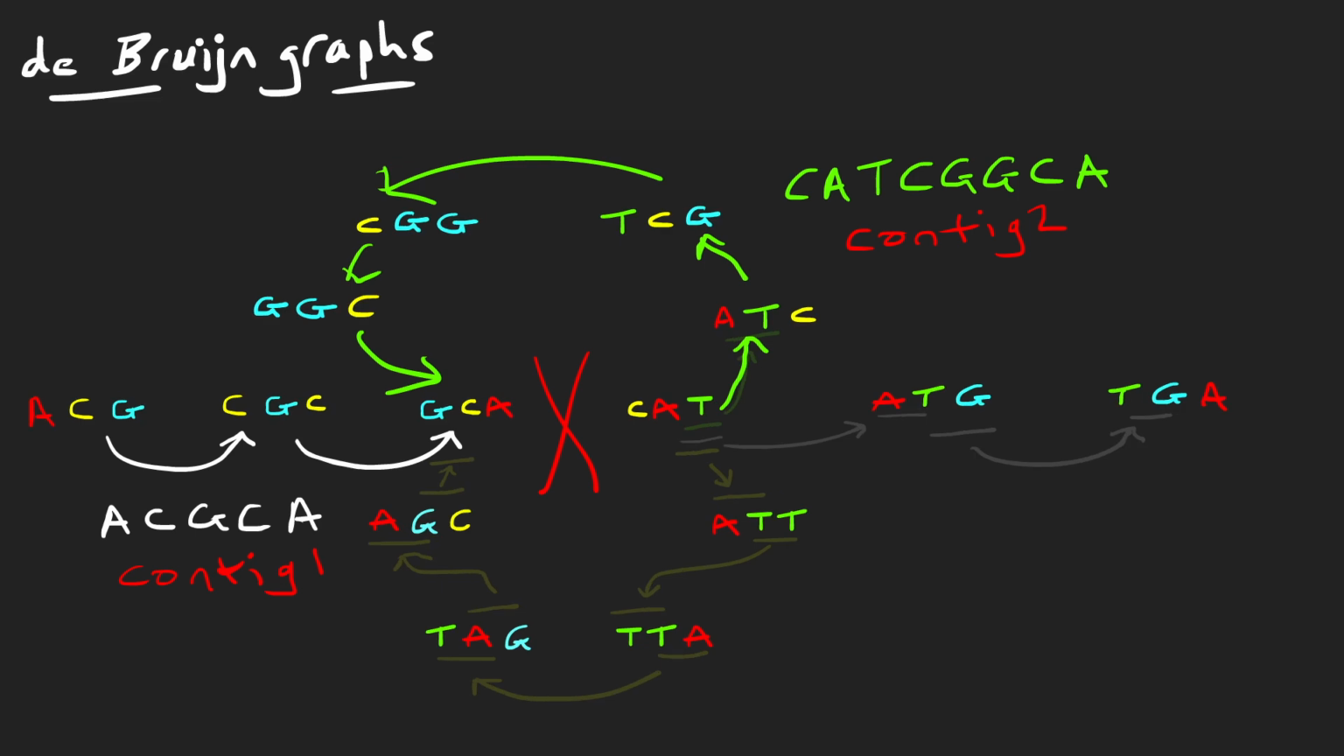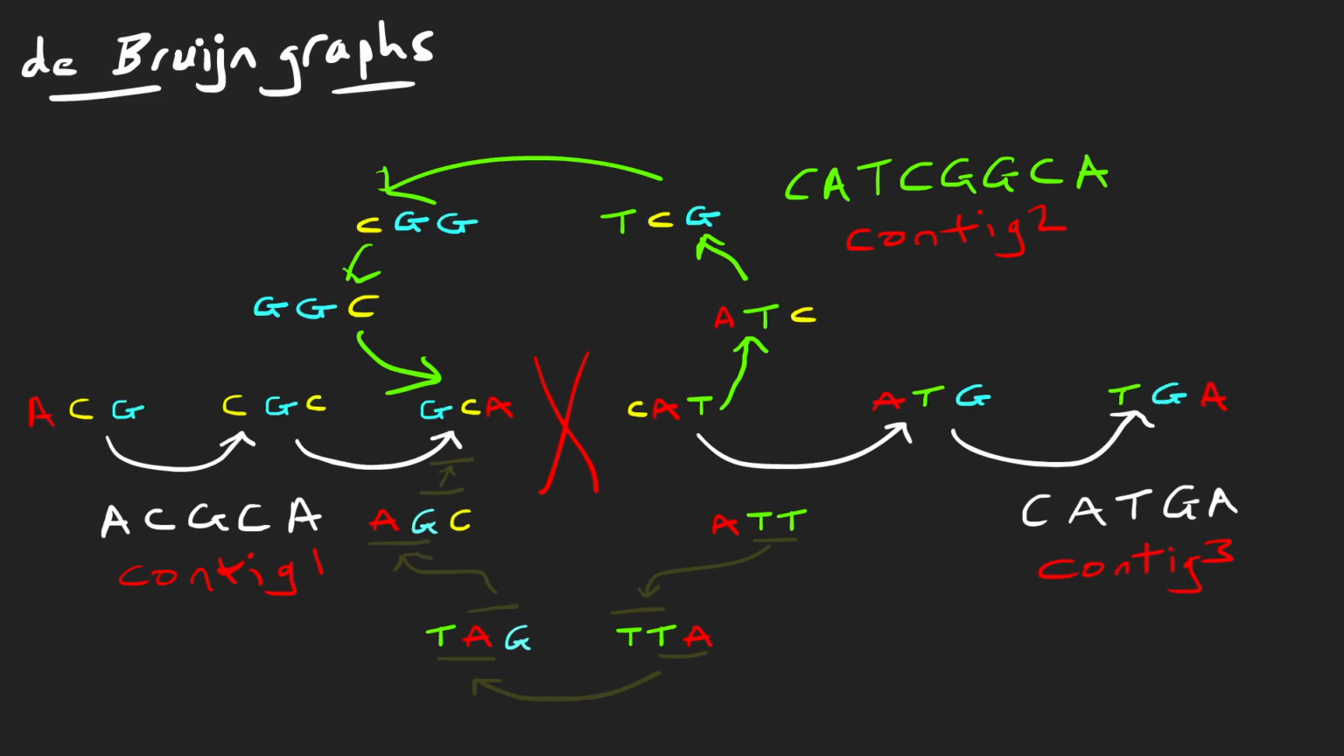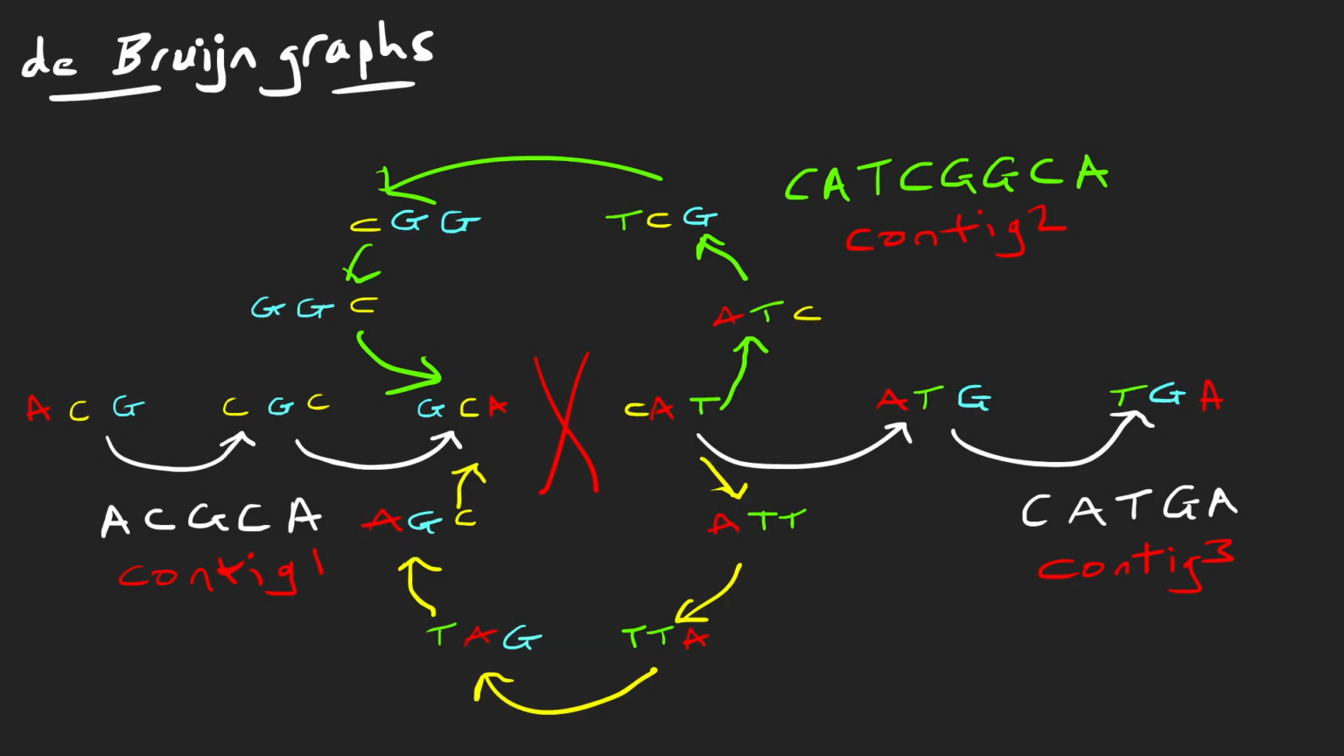Then we repeat the process until we run out of paths. The next path starts at CAT again and links ATG and TGA to give the contig CATGA. And finally, we complete the path from CAT through ATT, TTA, TAG, and AGC to GCA, giving the contig CATTAGCA.